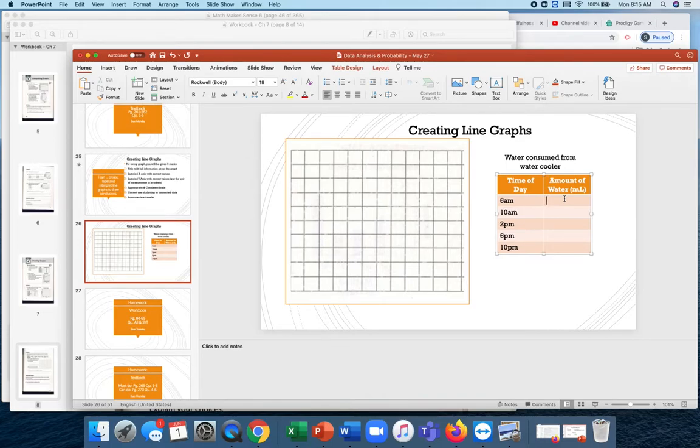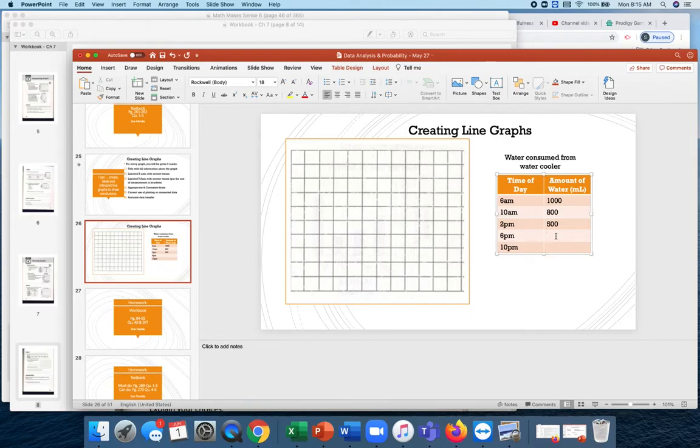Okay, and then we check at 6 a.m. Let's say we start at 1,000 milliliters. Then maybe we go down, maybe at 10 o'clock, everyone was really thirsty because it was the morning, and now we're down to 800 milliliters. And at 2 p.m., we had lunch over there and a snack. So now we drank a lot. Now we're down to 500 milliliters. This is maybe for a big family.